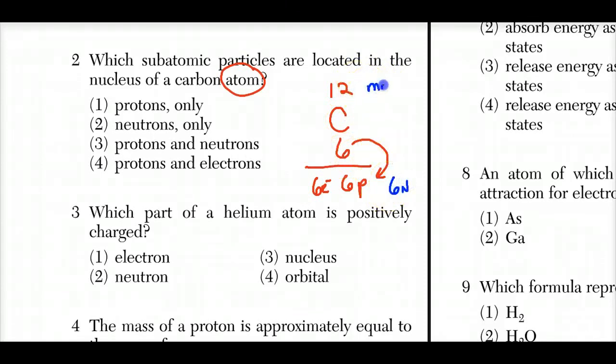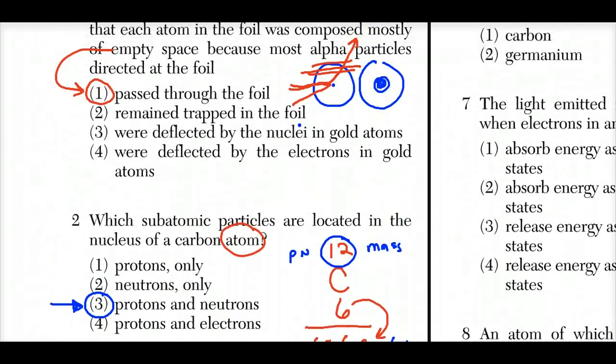This is the mass number. This is protons and neutrons. So you have 12 particles in there. Now they're not asking for particles, but you should know that protons and neutrons exist in the nucleus. That's where all the mass exists, which was deflecting the alpha particles in the Rutherford experiment.